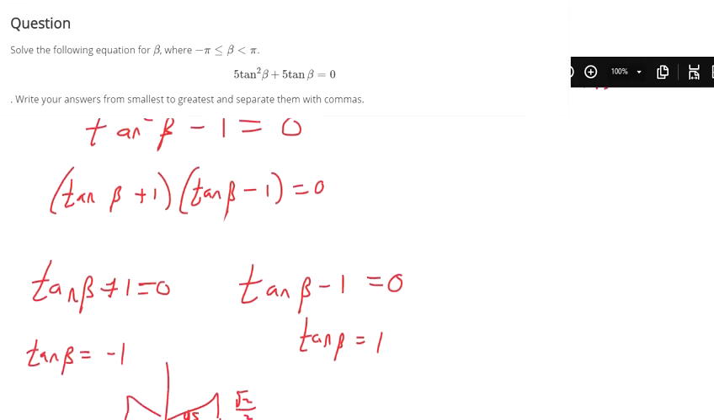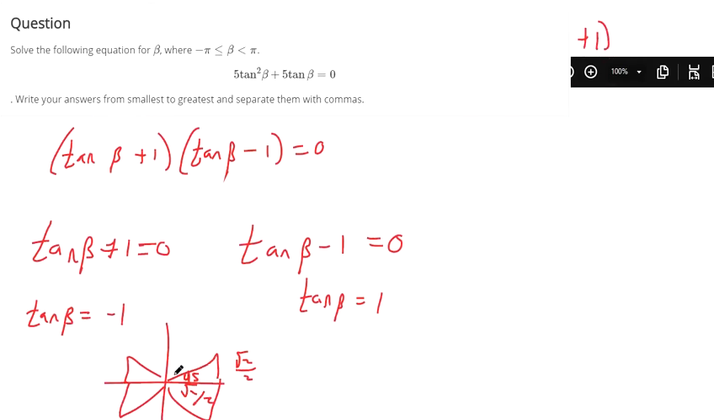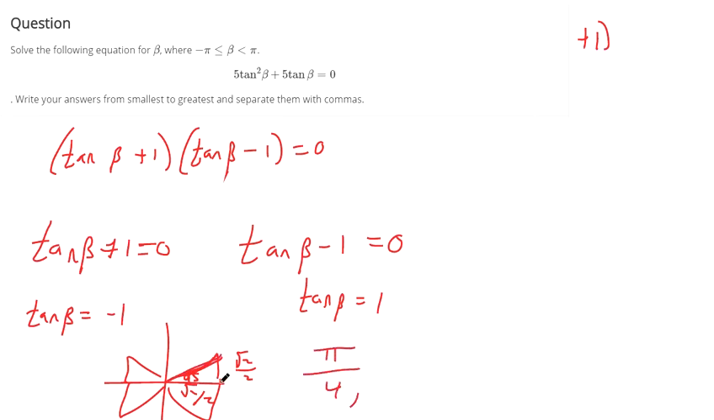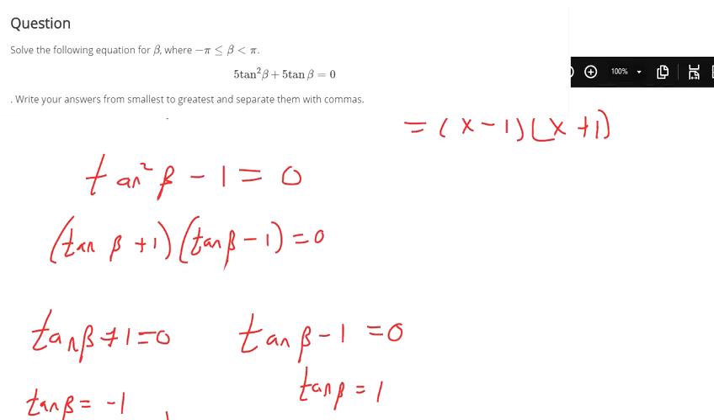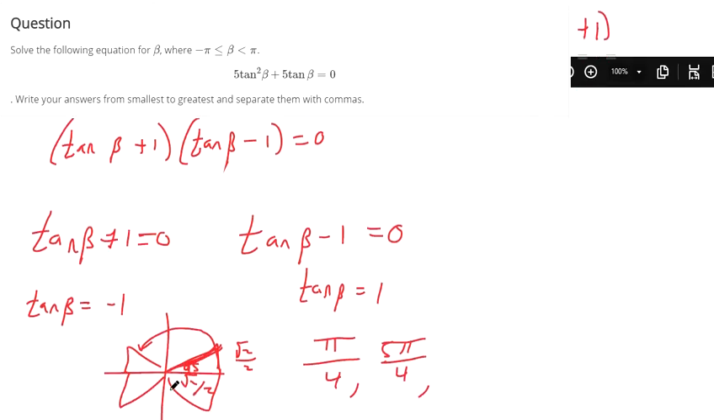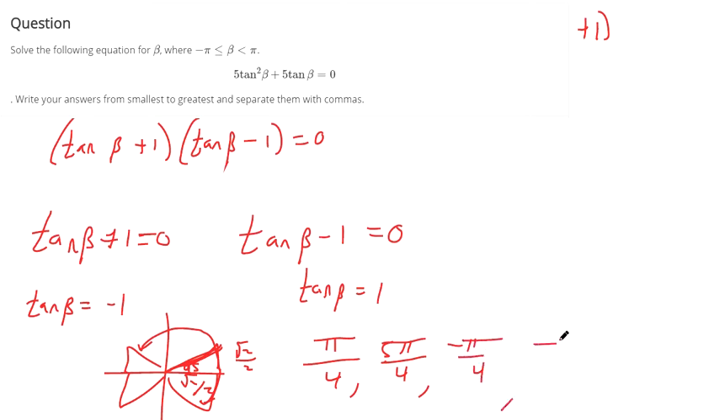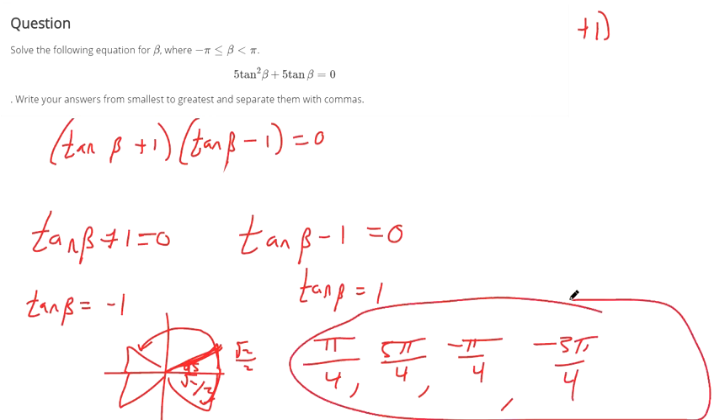So let's do the first positive ones between 0 and pi. This 45-degree angle is pi over 4, and then here is 3 pi over 4. We're not going to keep going around the circle because the restraints were between negative pi and positive pi. So let's go backwards. Let's use a negative pi to rotate us this way. That's negative pi over 4, negative 45 degrees, and negative 3 pi over 4. Those are all the solutions on that interval, negative pi to pi.